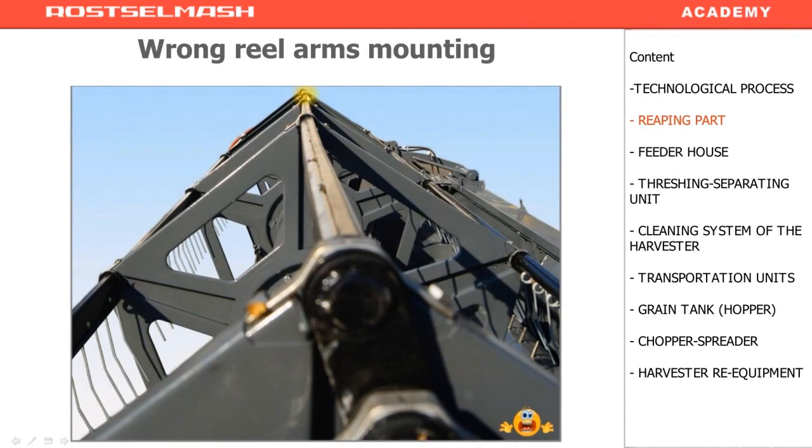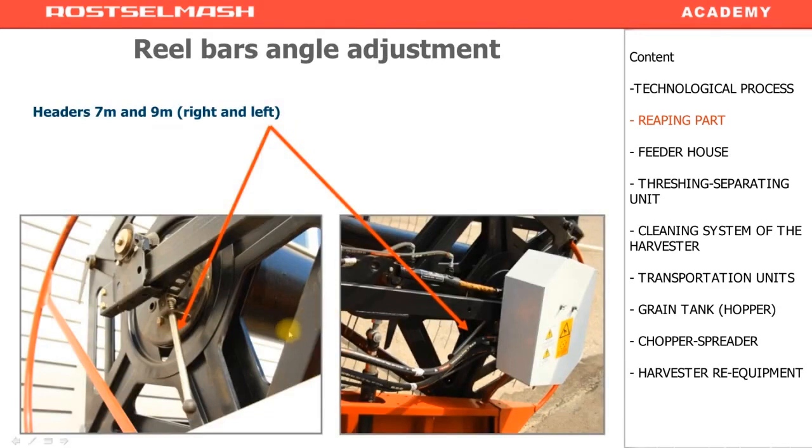Next goes the reel bar's angle adjustment, on the left and on the right, of 7 and 9 meter headers. For this procedure, 2 levers are used on the left and on the right of the headers. The most important thing is to install the levers in identical holes, otherwise it will lead to the reel bar's disalignment. The adjustment depends on the height of the standing crop.